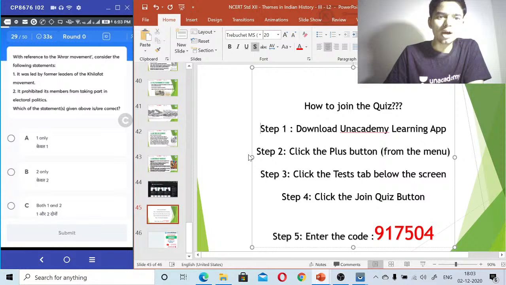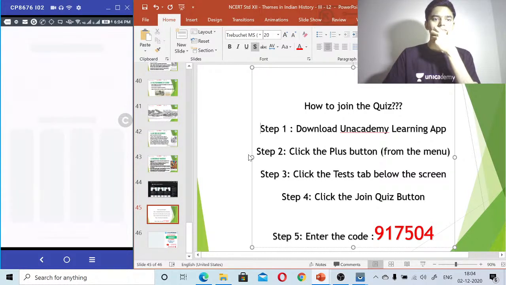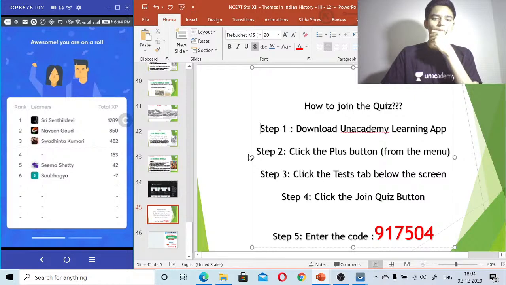29. With reference to Ahrar movement, consider the following statements. 1. It was also led by former leaders of Khilafat movement. 2. It prohibited its members from taking part in electoral politics. Choose the correct answer. Regarding Ahrar movement, choose the correct answer. Yeah, time is up. Okay, most of you are going for option D there.